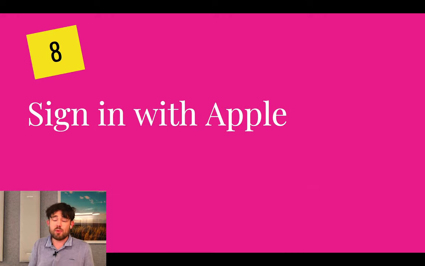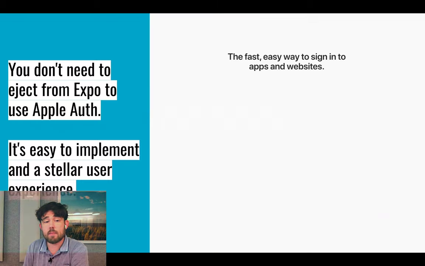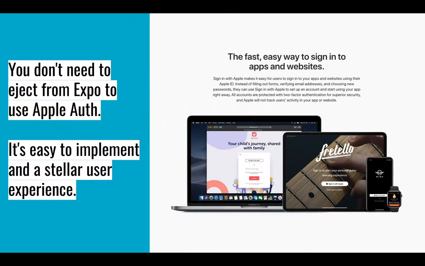Number 8, sign in with Apple. And this may seem like a mundane one compared to fancy animations, but I think this is worth mentioning for a couple of reasons. One, you soon will be required to implement sign-in with Apple if you're using any social sign-in, and I don't know if that date has already passed or if it's still coming, but ultimately you should be doing sign-in with Apple on the Apple platform. Number two is that the really cool thing about this is you don't need to eject from Expo to make this happen. So it's built right in.